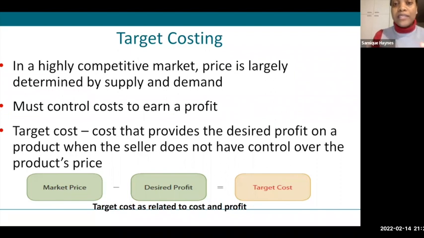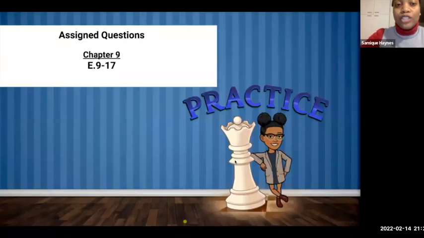Okay, a price is already set for your product. Your product isn't anything special. It's a very basic product. Everybody has it. You're going to have to go with what the market sets the price as, based on supply and demand. So as the business, I'm going to have to make sure that I can achieve a certain cost so that I can achieve my desired profit. The formula for that is the market price minus your desired profit will give you your target cost.